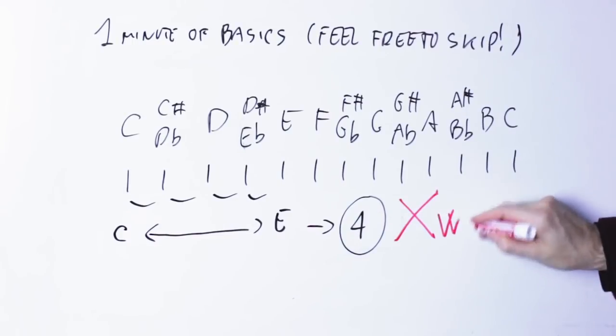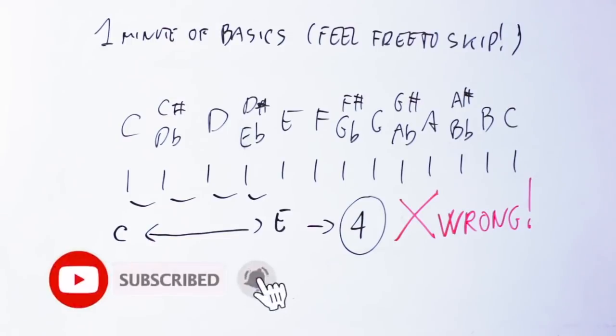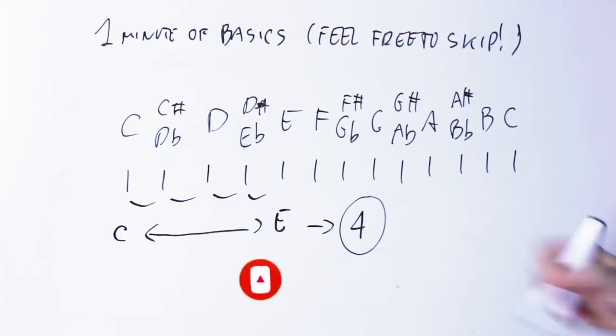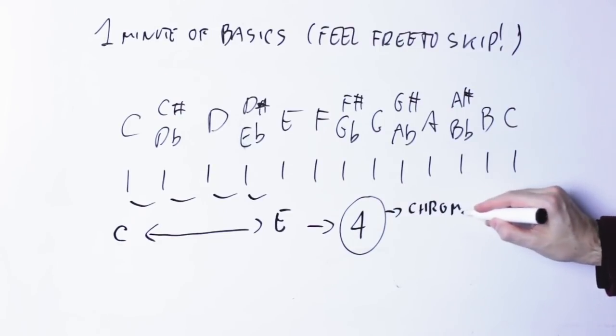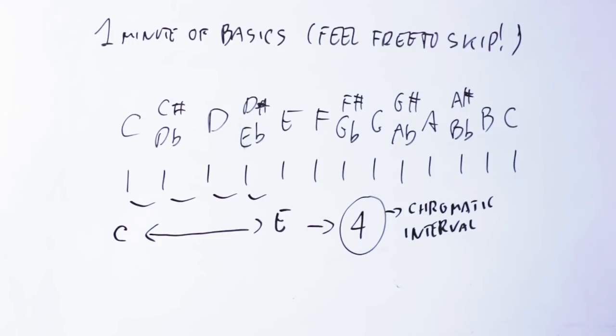Wrong. That would be too simple. This 4 here is what we will call the chromatic interval, because all those notes here form what we call the chromatic scale, and the chromatic scale includes all the notes that we have. But that's not what we do in music most of the time. In music, we do something different.